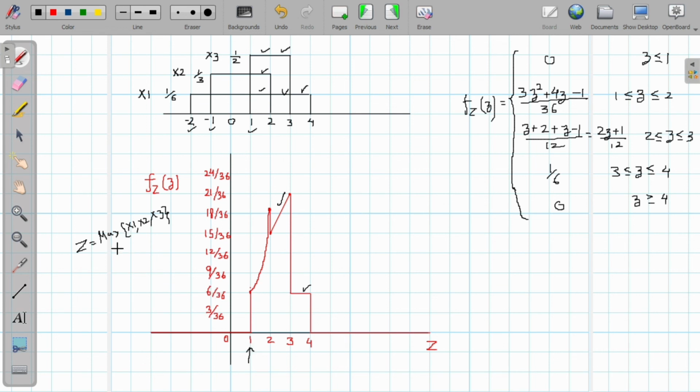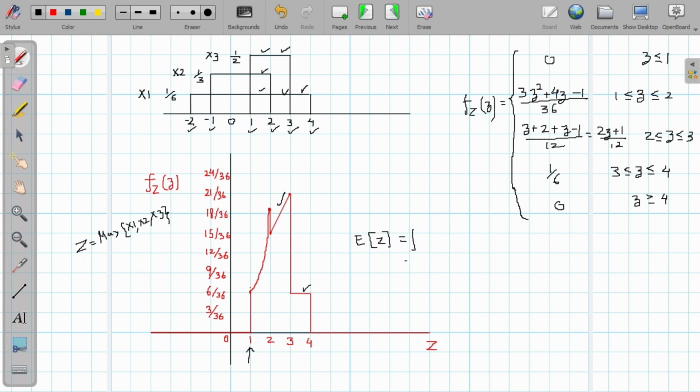Similarly, you can calculate that the upper limit of Z over which the PDF will be non-zero is the maximum among the upper limits of each of these random variables. Here the upper limits are 2, 3 and 4, and the maximum among these is 4. So the PDF of Z will be non-zero over the range 1 to 4, and outside this range the PDF is 0. So these are some conclusions that you can memorize for Z equal to the maximum among random variables which are independent. So let's now calculate the expectation of Z that is asked in this question.